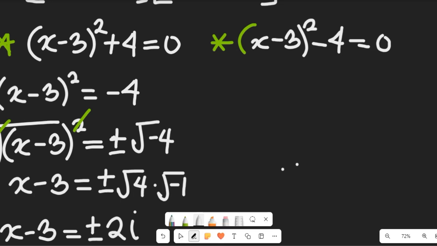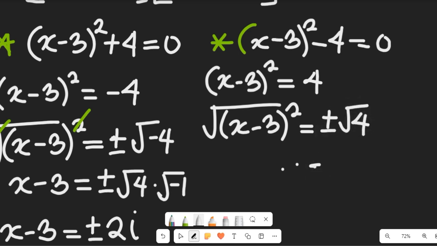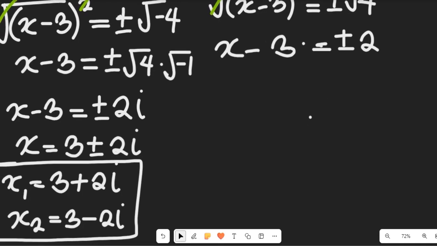To solve the other equation, we're going to have (x - 3)^2 equal to 4, if we add 4 to both sides. If we take the square root, we get x - 3 equal to plus or minus the square root of 4. And the square root of 4 is plus or minus 2. Then, since the square root clears the square, we have x - 3 equal to plus or minus 2. We'll add 3 to both sides.